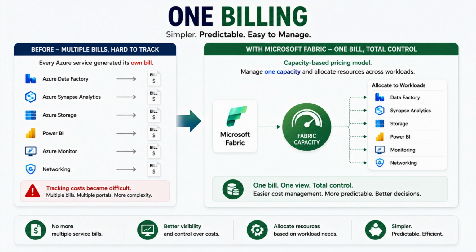Now let's discuss billing. Previously, every Azure service generated its own bill. For Azure Data Factory, a different bill; Synapse, storage, Power BI, monitoring, networking, each separate. Tracking costs became difficult. Microsoft Fabric simplifies this with a capacity-based pricing model. Instead of monitoring multiple service bills, organizations manage their Fabric capacity and allocate resources according to their workloads. This makes cost management much easier and more predictable.